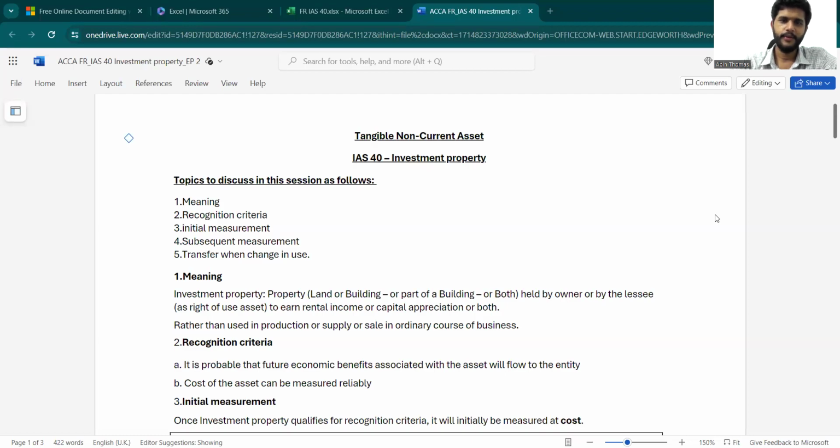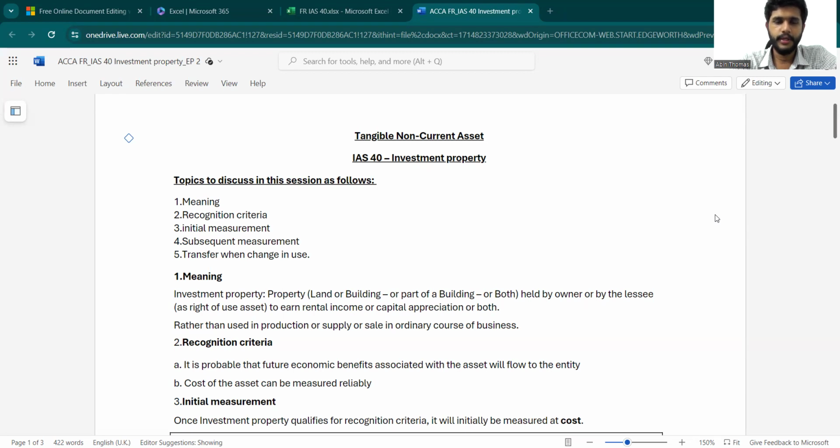Hi all. Today we are going to discuss another accounting standard, the international accounting standard known as IAS 40 investment property, which is also a standard related to tangible non-current assets. In episode 1, we covered IAS 16, that is property, plant and equipment. So IAS 40 investment property also carries some characteristics of IAS 16, but it is entirely different. The standard entirely differentiates these two assets into two different categories.